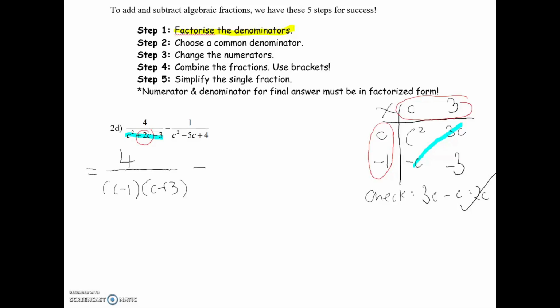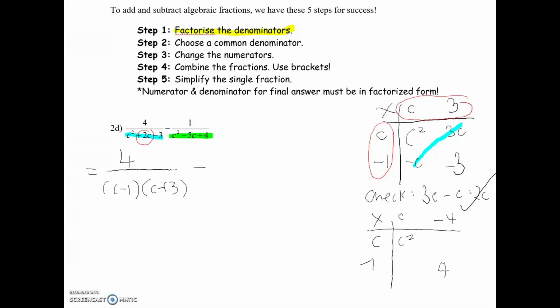Now we want to subtract the second fraction, and we notice that the denominator for the second fraction can also be factorized using the multiplication frame. So therefore, let us find the factors of c squared. c times c gives us c squared, and the constant, which is 4. Let's try negative 4 times negative 1, which will give us positive 4.